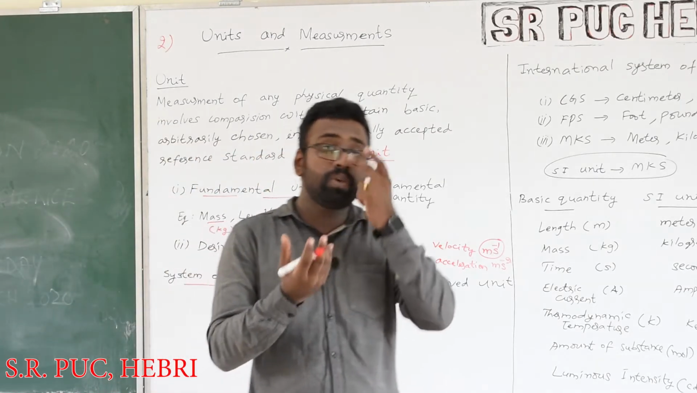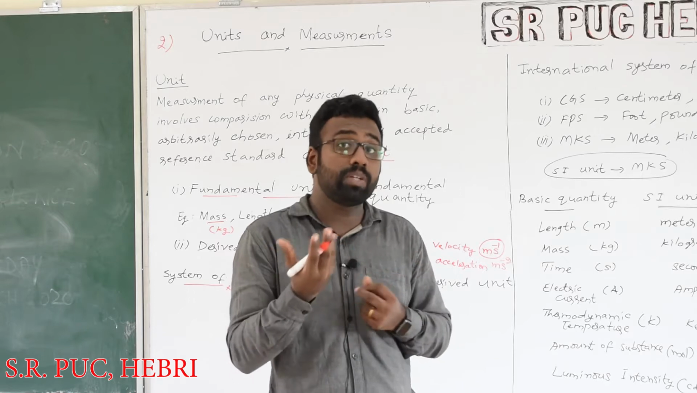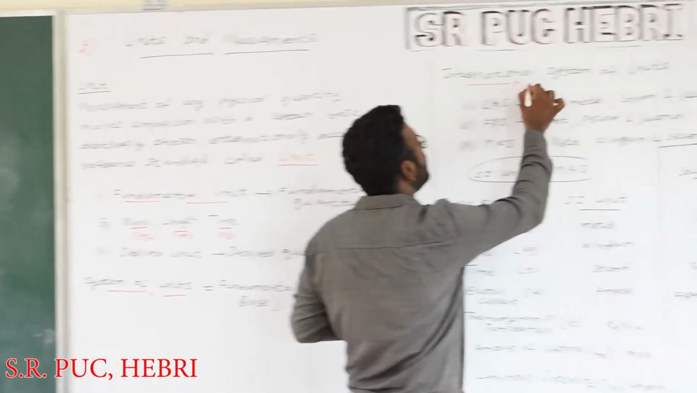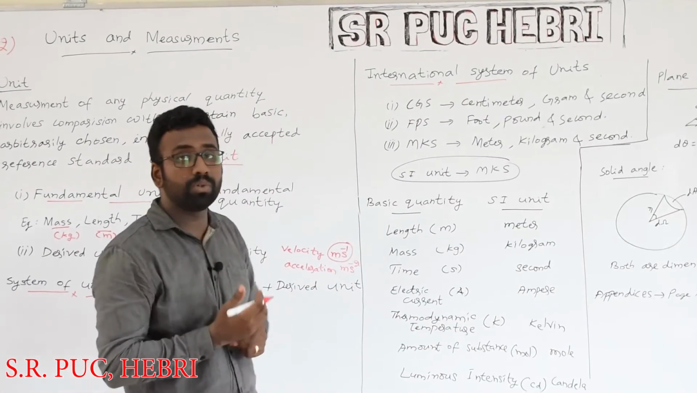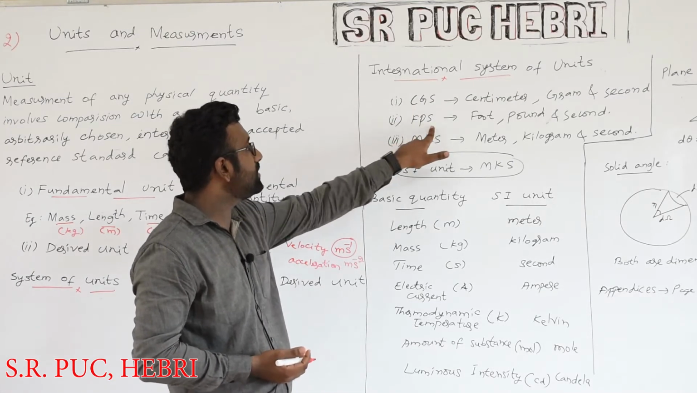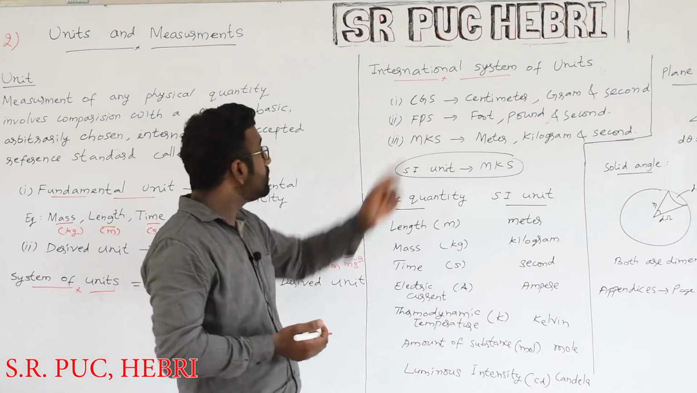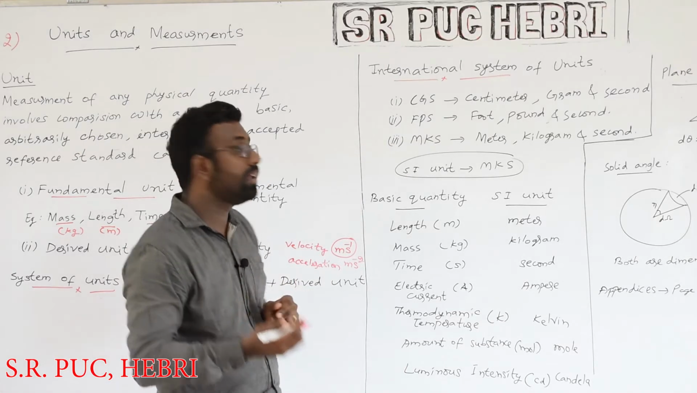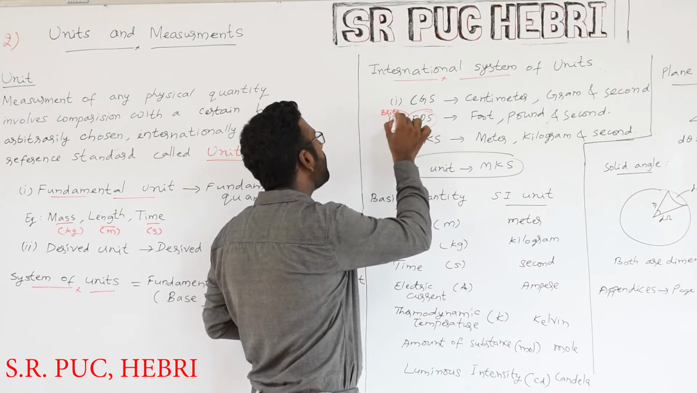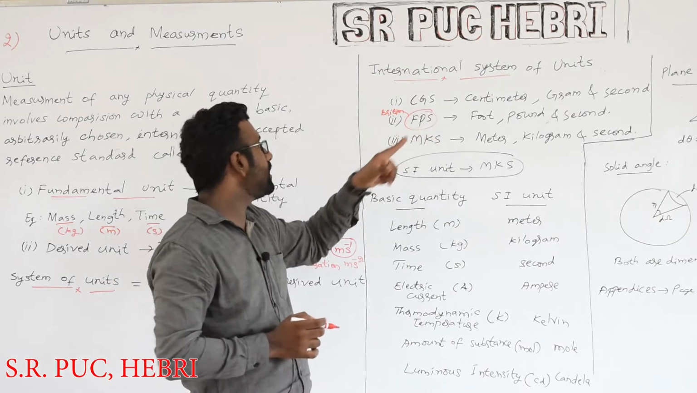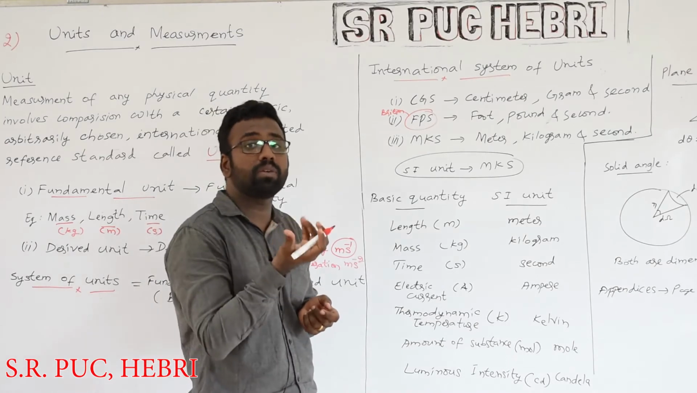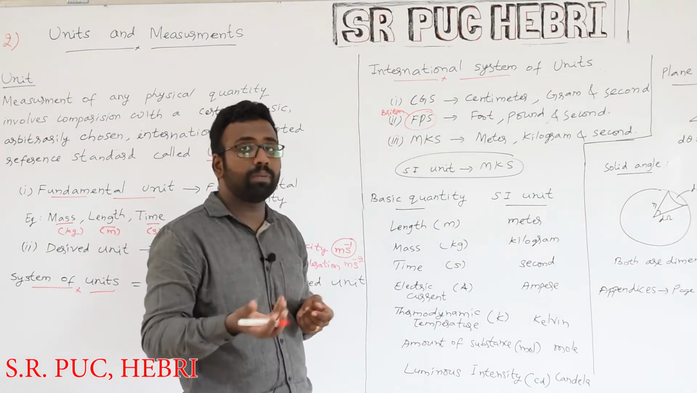Now, what is the condition for this unit to be accepted? It should be internationally accepted. Now we have some systems of units: the CGS system, FPS system and MKS system. These were the units which were used earlier. This one is usually used by British people. It is a popular unit that was used in Britain. That may be the reason why you will see some British calculations involve this one. But now it has been replaced.